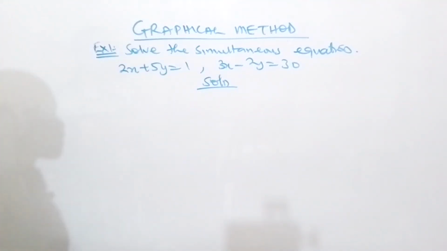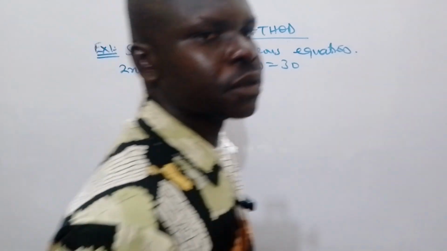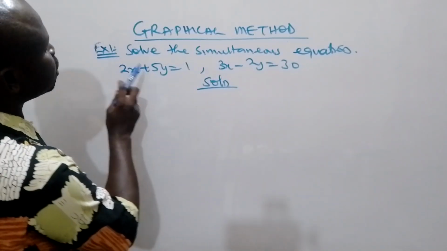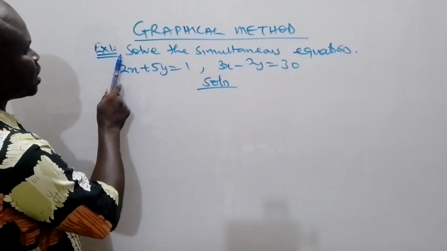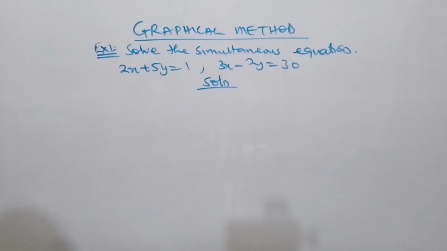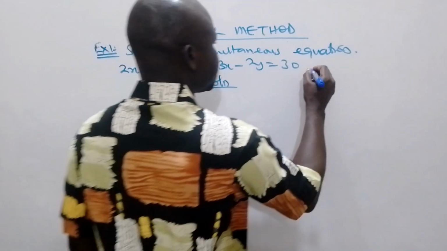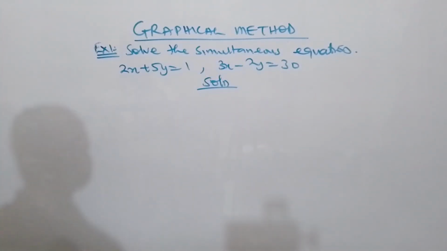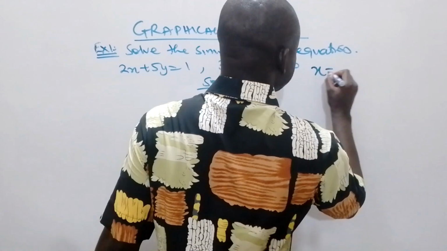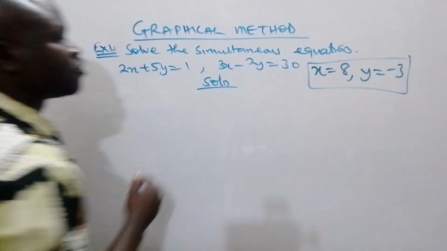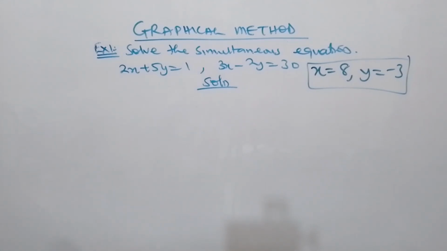Today we want to look at the graphical method of solving simultaneous equations. Of course, this is the same question that we solved using the other two methods, the elimination method and the substitution method. When we used elimination and substitution, the value of x was given as 8 and y as minus 2. This is what we arrived at.